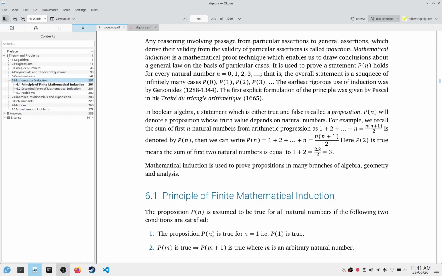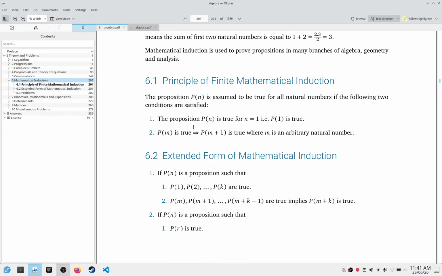or false is called a proposition. Pn will denote a proposition whose truth value depends on natural numbers. For example, we recall the sum of the first n natural numbers from arithmetic progression is n(n+1)/2. This can be written as Pn. So here P2 means the sum of the first two natural numbers is equal to 1 plus 2, that is 2 into 3 by 2, which is equal to 3.